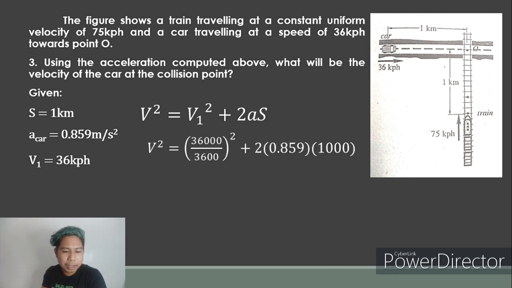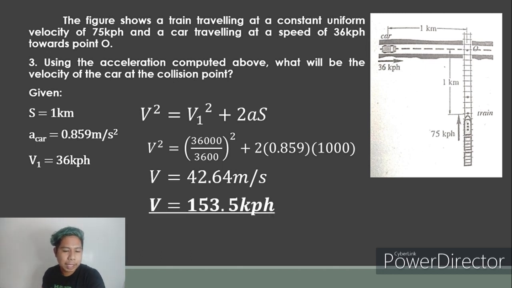Substituting all the values doon sa ating formula will result to V is equals to 42.64 meters per second. So kapag ginamit mo si formula number 1, parehas lang din po ang magiging sagot nila. 42.64 meters per second, which is equivalent to 153.5 kilometers per hour. Ayan. So, nasolve natin lahat yung question doon sa example number 1.